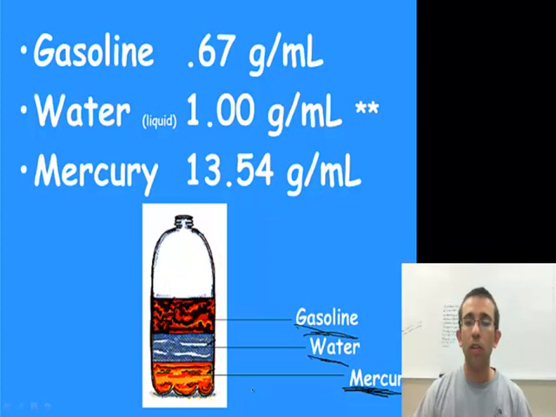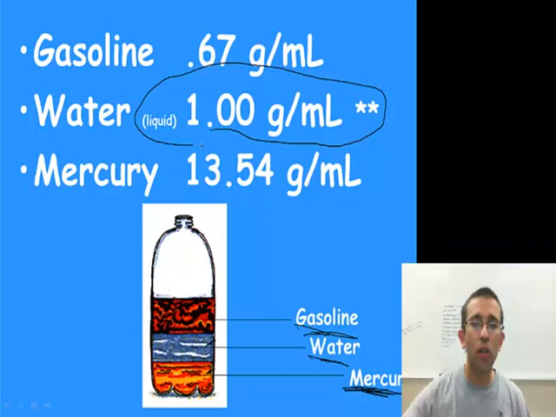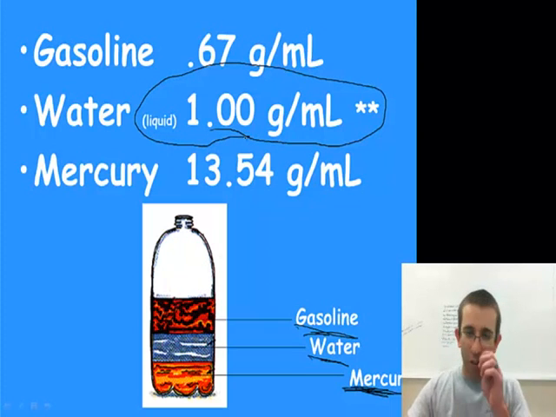So if you ever wondered why things float in the water, well, water has a density of 1.00. This is super important. Please write this down. Star it, underline it, circle it. You need to know it. So water's density is 1.00 grams per milliliter. If you put something in water that's got a density larger than that, it sinks. If something has a density lower than that, it floats.